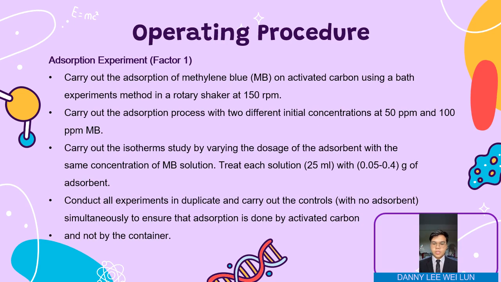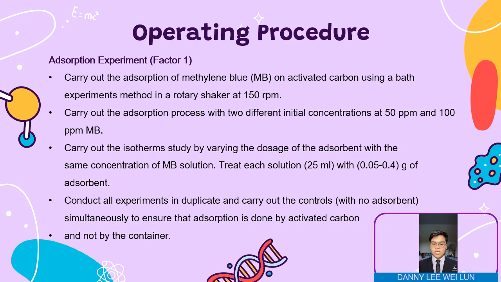For the operating procedure, it consists of the adsorption experiment where factor 1 is temperature and factor 2 is adsorbate concentration. Firstly, carry out the adsorption of methylene blue, or MB, on activated carbon using a batch experiment method in a rotary shaker at 150 rpm. Carry out the adsorption process with two different initial concentrations of 50 ppm and 100 ppm. Carry out the isotherm study by varying the dosage of the adsorbent with the same concentration of MB solution. Treat each solution of 25 ml with 0.05 to 0.4 grams of adsorbent.